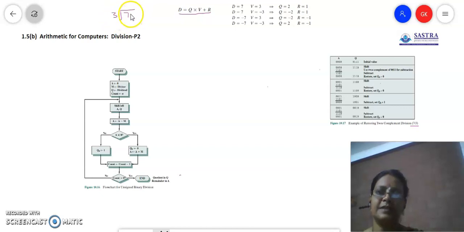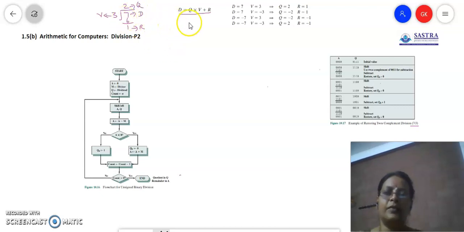In this case, the 7 is called the dividend, represented with the letter D, and the 3 is the divisor. 3 times 2 is 6, and 1 is going to be the remainder, and 2 is the quotient. Now we will see, in the case of signed operands, how we decide the sign of the quotient and the sign of the remainder.